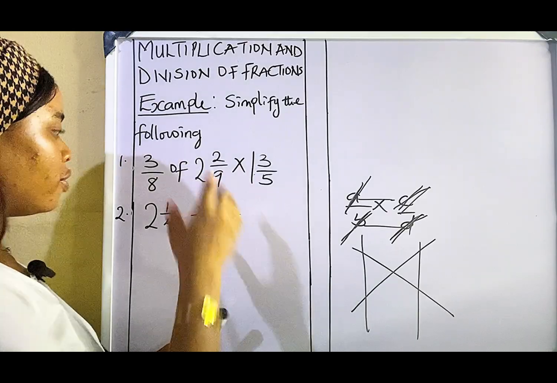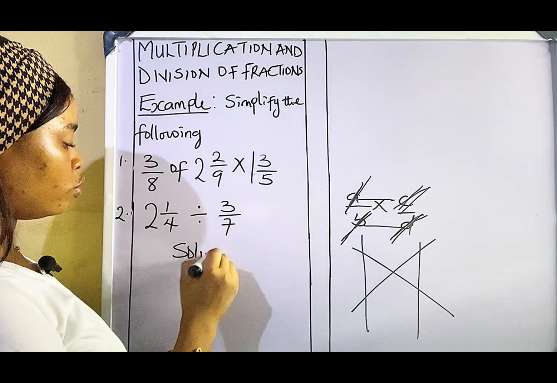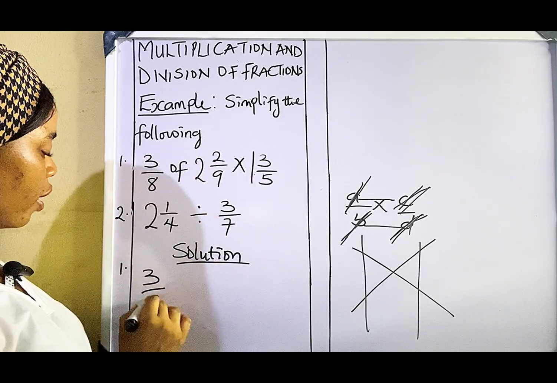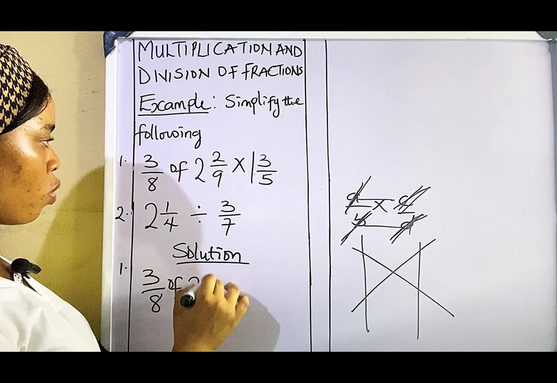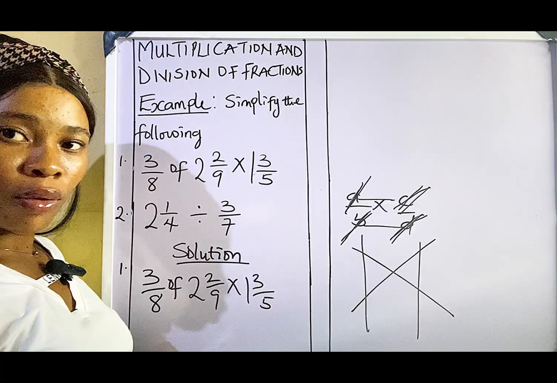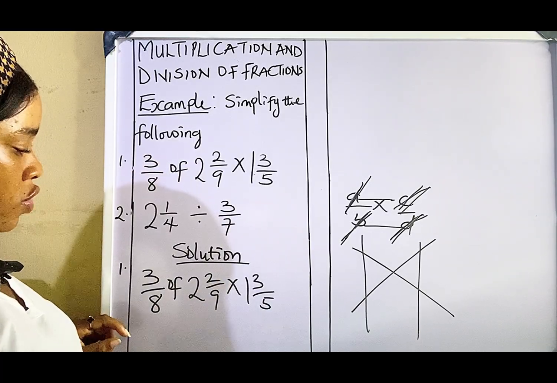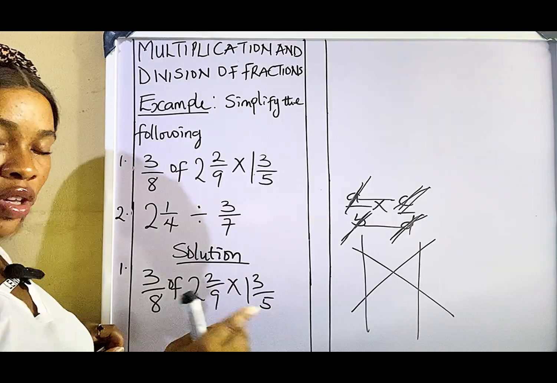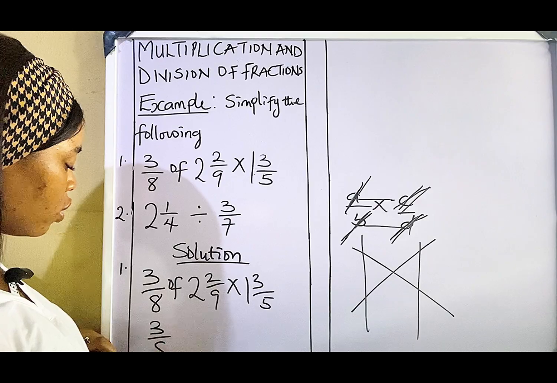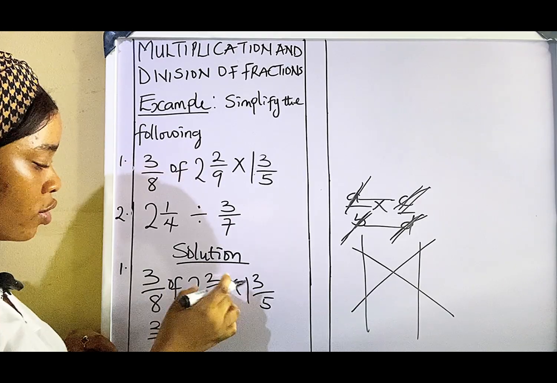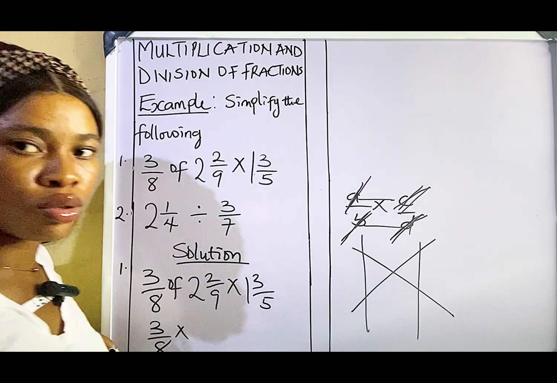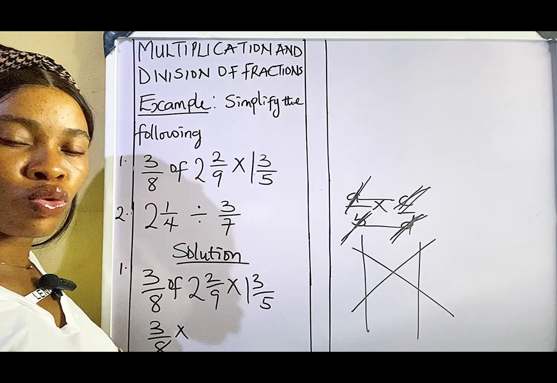Okay, so now let's look at the first example. Solution. We have the first question that says 3 over 8 of 2 whole number 2 over 9 times 1 whole number 3 over 5. Looking at this, it's very easy. This "of" is the same thing as multiplication in the order of operations in mathematics. So we have 3 over 8 times. Now, this is a mixed fraction, and what do you do when you have a mixed fraction? You simply convert it into an improper fraction.